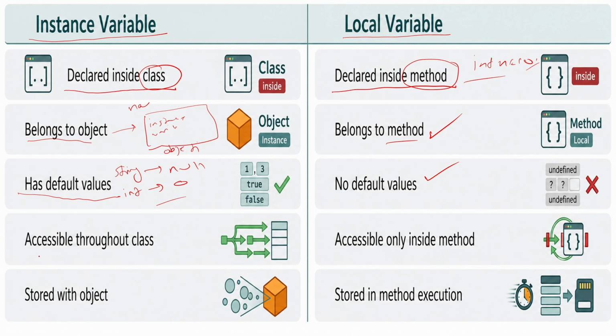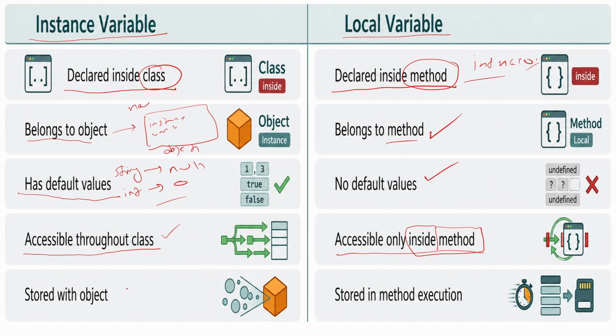And an instance variable is accessible throughout the class. We can directly use that variable anywhere inside the class. And a local variable is accessible only inside the method. That is scope. Outside the method, we cannot use that local variable because its scope is inside the method only.